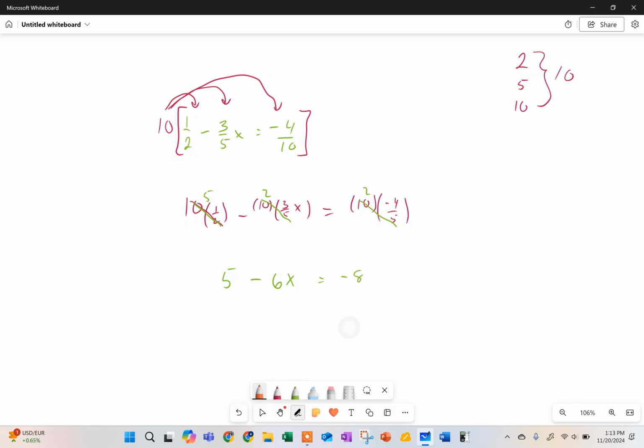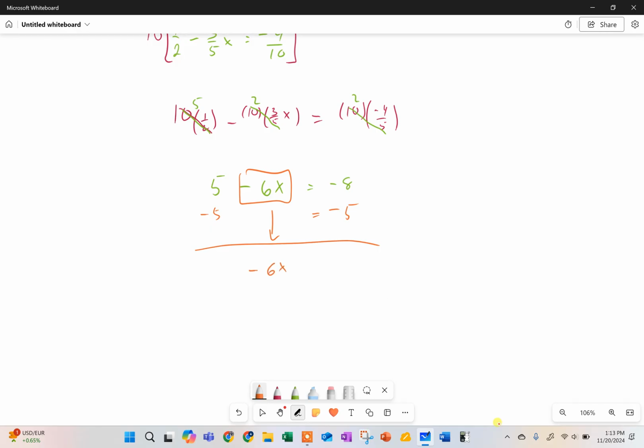Then what I'm going to do is subtract this 5 because I want to get my variable term by itself. Bring this down. I get negative 6x equals negative 13. Divide by negative 6. I get x equals 2 and 1/6. I'll do one more. Why not?